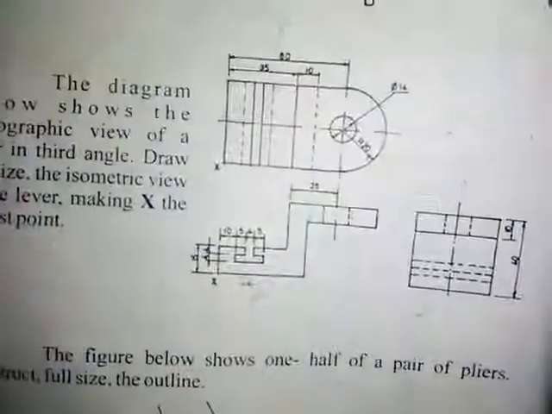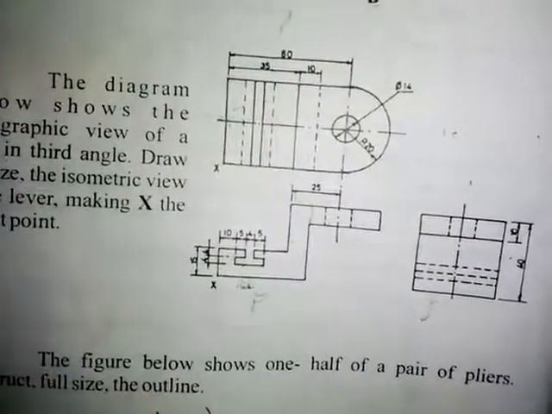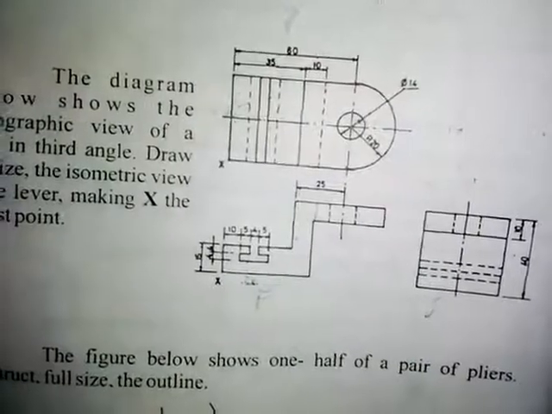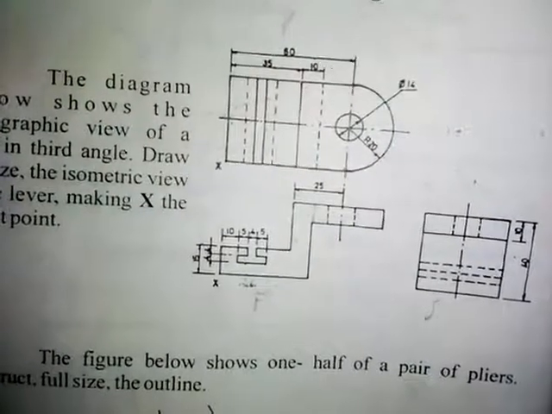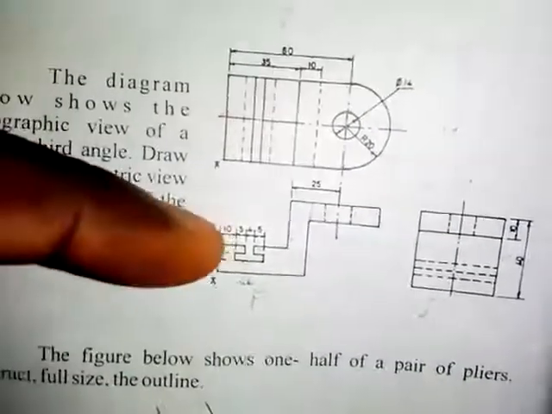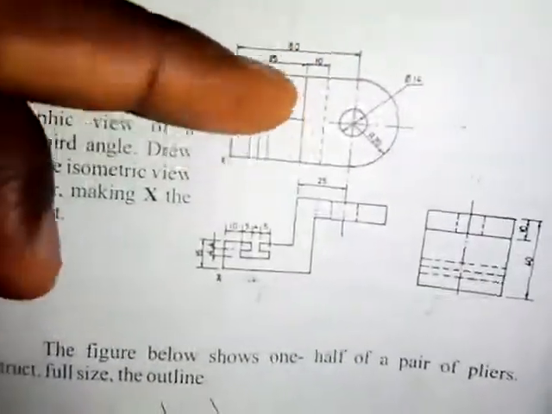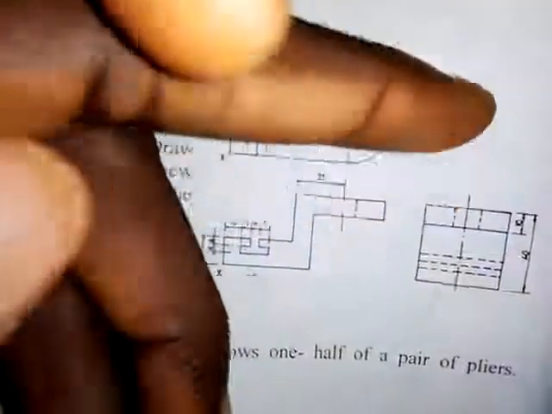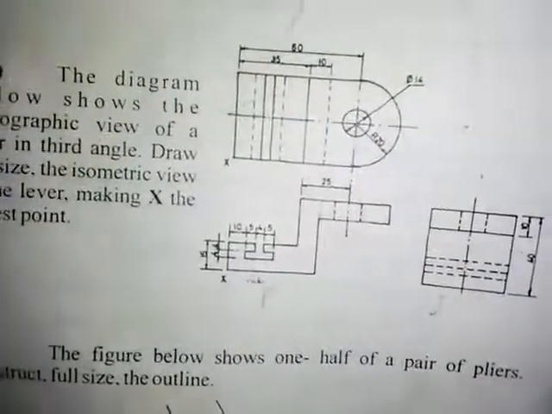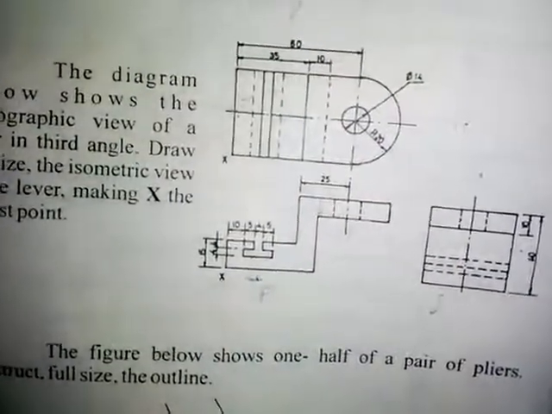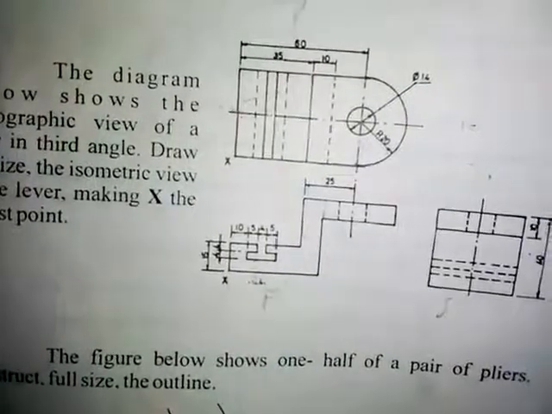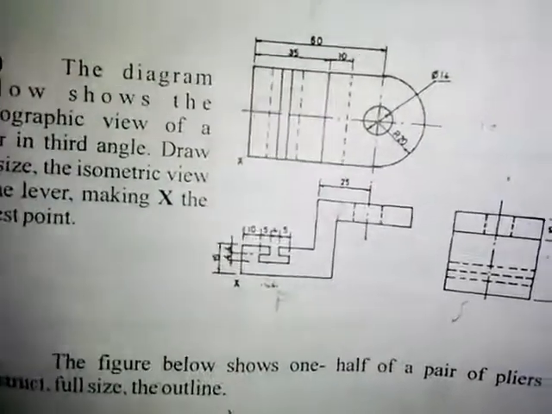So if this happens to be a first angle projection of orthographic, we are going to have this front elevation above the plan. The front elevation will be here and the plan will be here and the end elevation will be here. So that's the difference between the first angle projection and the third angle projection of orthographic views.